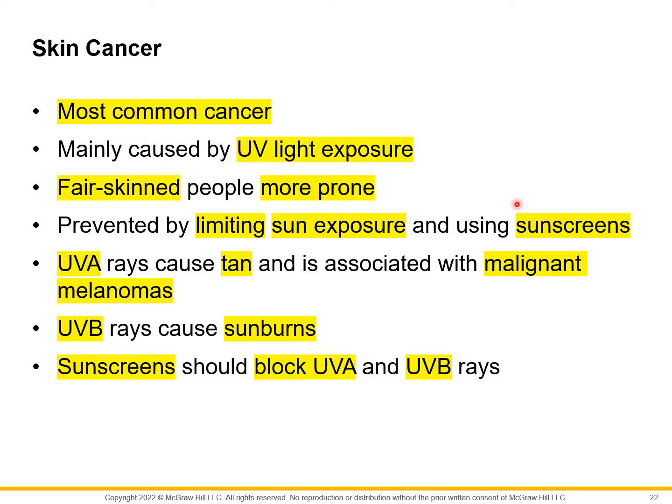Now, let's look at the different types of ultraviolet lights or ultraviolet rays and kung anong kaya nilang idulot sa atin. UVA or ultraviolet A rays could cause a tan and is associated with malignant melanoma. Okay, so huwag kakalimutan, causative agent of skin tanning and malignant melanoma is UVA. And UVB naman po, these are the ones that could cause sunburns. So typically, the sunscreens that are available in the market, they should be able to block both UVA and UVB.